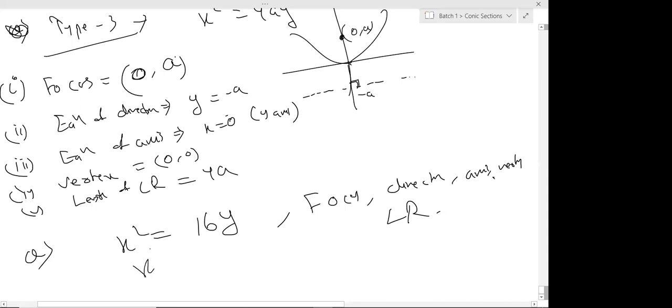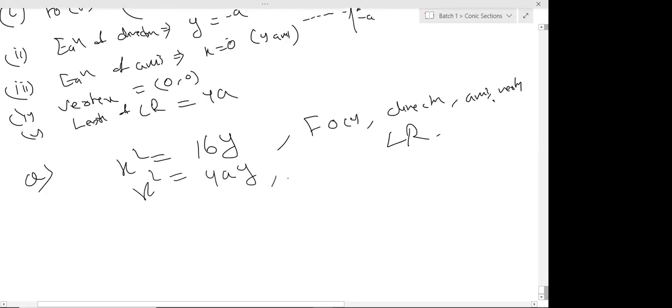Here, the standard equation is x square equals 4ay. So 4a equals 16. That means a equals 4. Yes, focus is 0,4. Focus will be 0,a, that is 0,4.